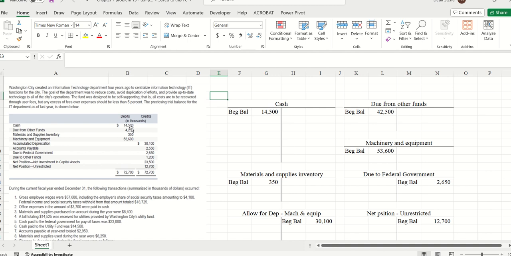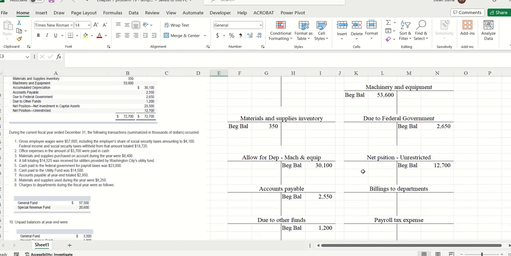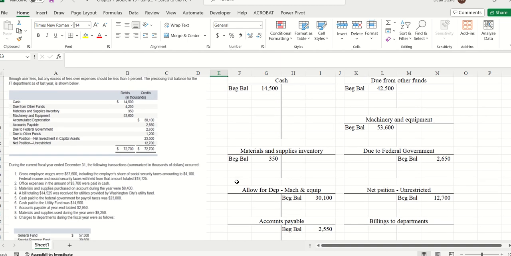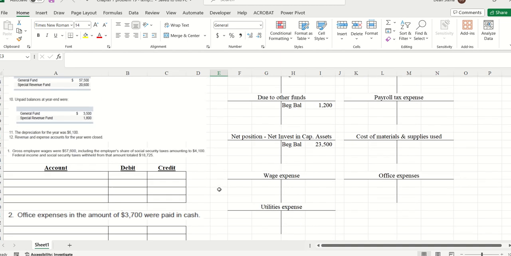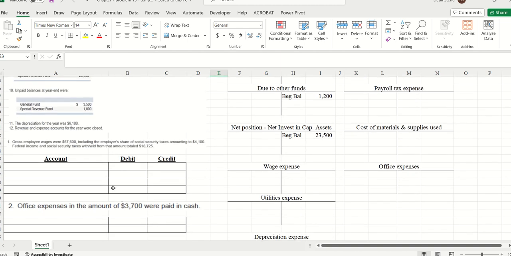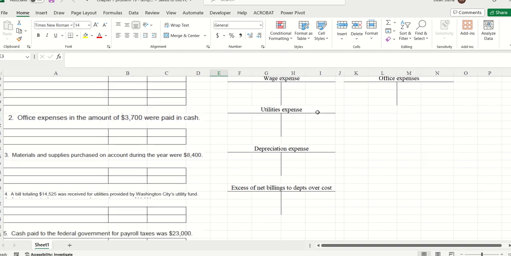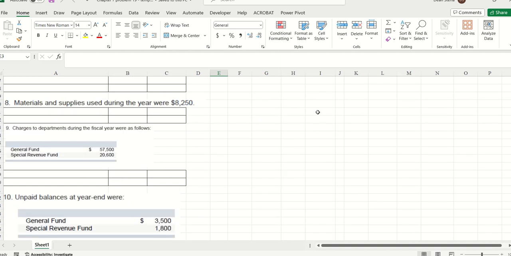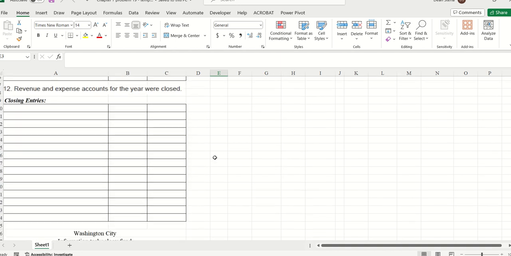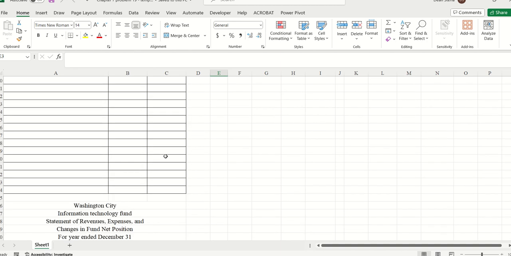And then here are all of the beginning balances. So I've already gone through and posted the beginning balances for all the accounts. So we'll do the journal entries, and then we're going to post those journal entries to the T accounts, the general ledger, and calculate their ending balance. And then we're going to do the financial statements. Well, the closing entries and then the financial statements.